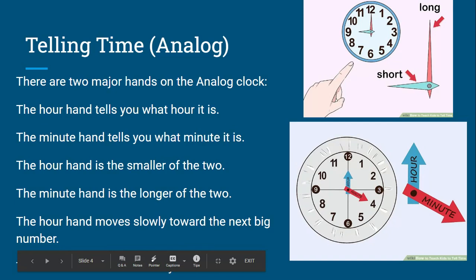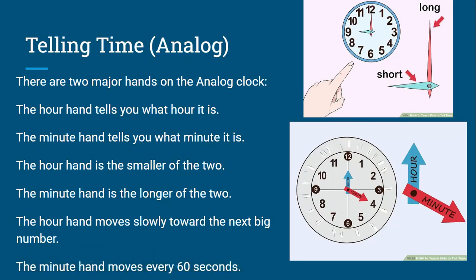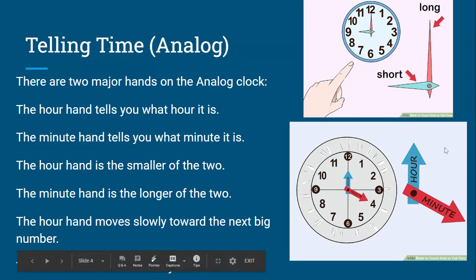All right, so let's look at how to tell time on an analog clock. So, just like I said, there are two major hands on the analog clock. The hour hand tells you what hour it is, and the minute hand tells you what the minutes are. The hour hand is the smaller of the two. So the smaller hand is the hour hand. The longer hand is the minute hand.